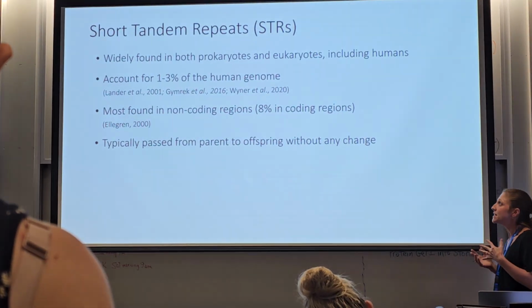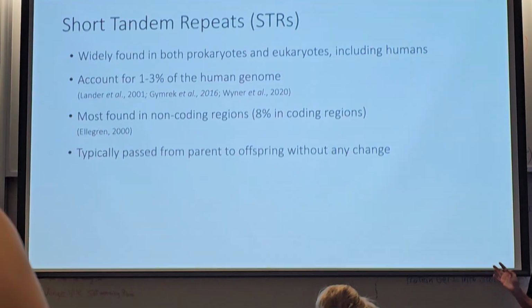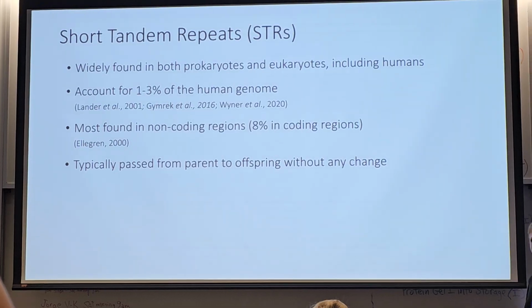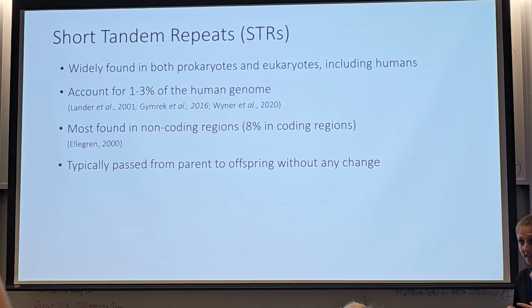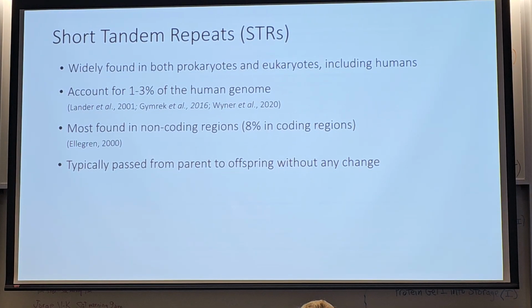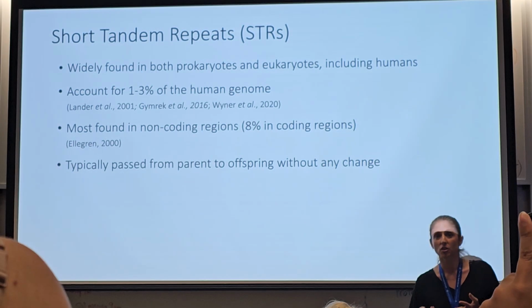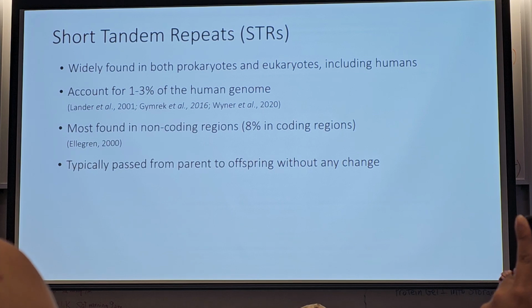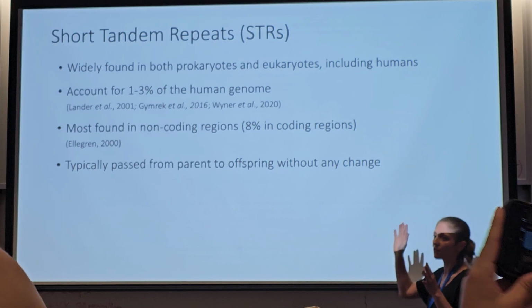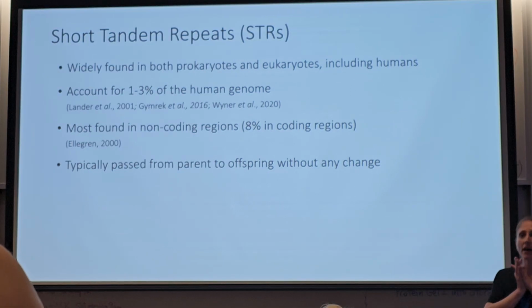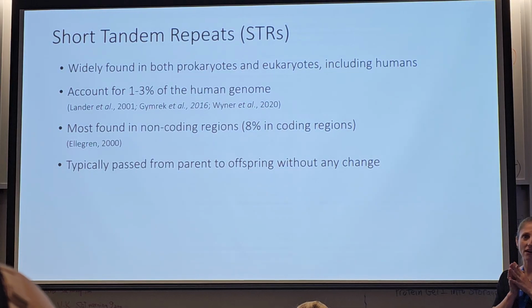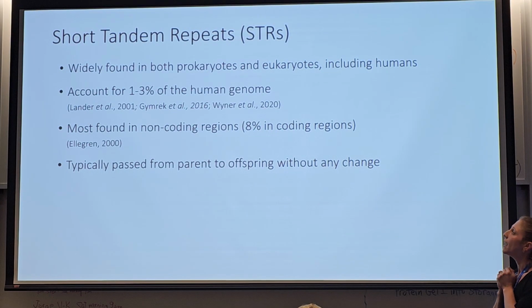The short tandem repeats are widely found in both prokaryotes and eukaryotes, including humans, which is why we can take advantage of them to develop our fingerprints. And they only account for about 1 to 3% of the human genome. I think this number is actually kind of changing. The most recent reference I have is from 2020, but I do think that they have since updated it. They're talking about a little bit more than that.